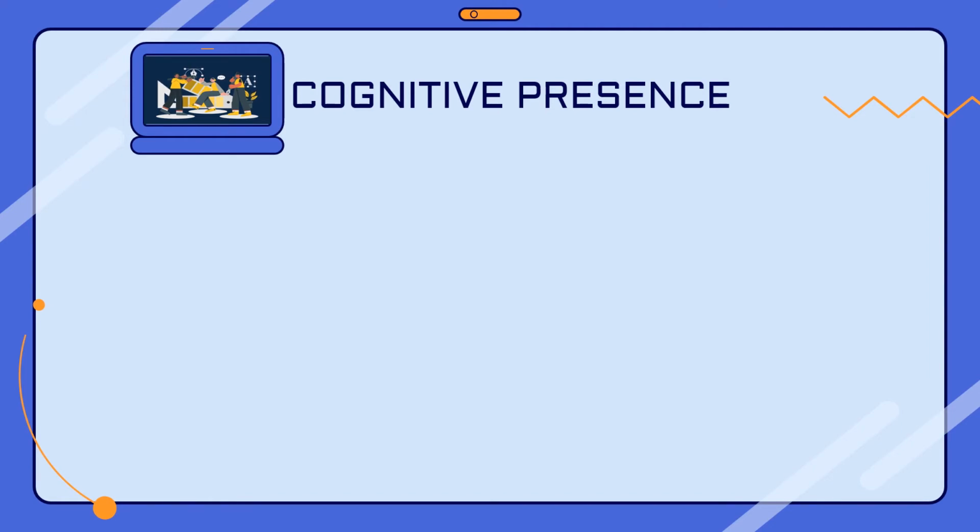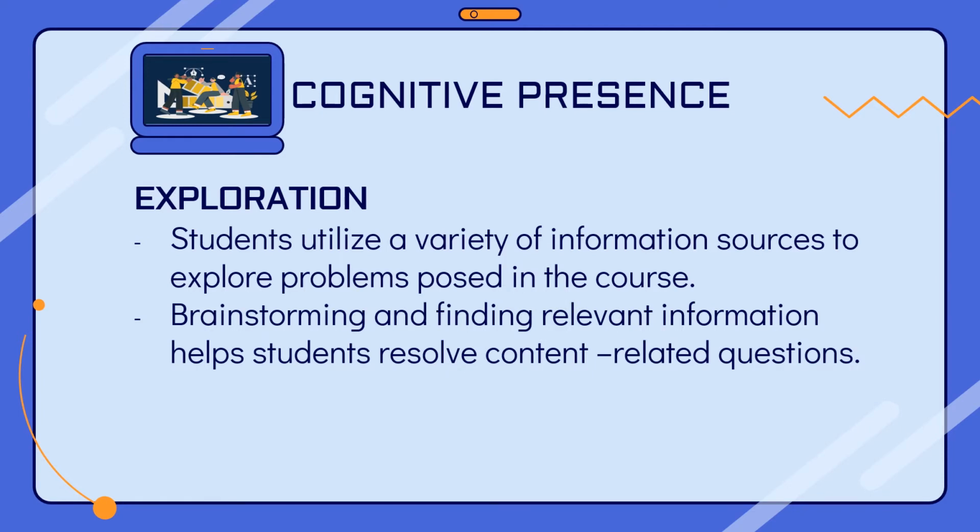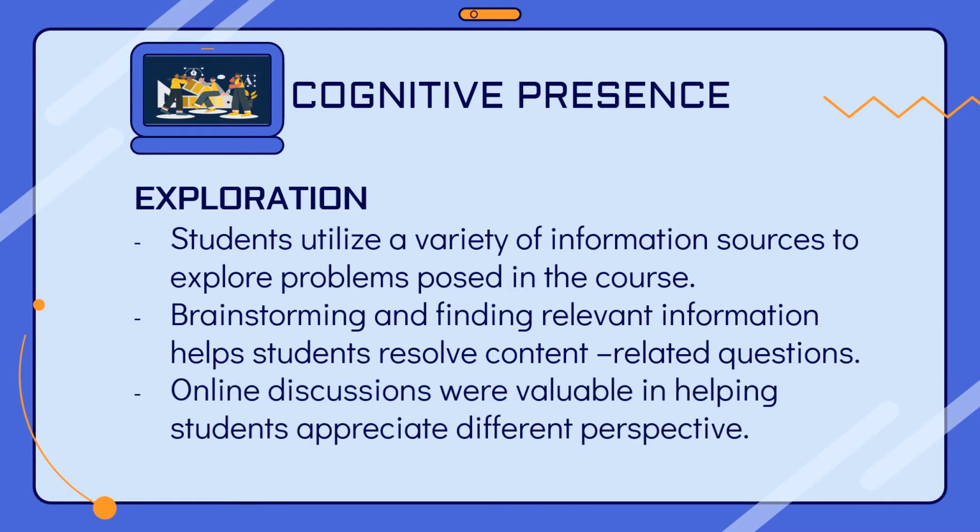The next category under cognitive presence is exploration, which is all part of learning. Students utilize a variety of information resources to explore problems posed in the course. Brainstorming and finding relevant information helps students resolve content-related questions. And online discussions were valuable in helping students appreciate different perspectives, because if there is brainstorming between a group of people, there is a deeper understanding about a specific matter.